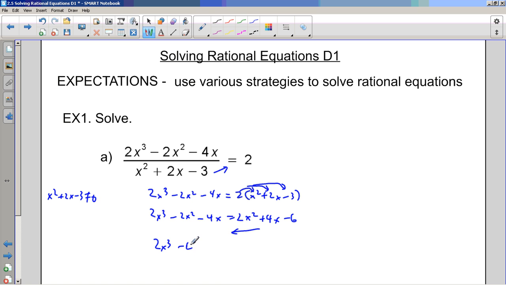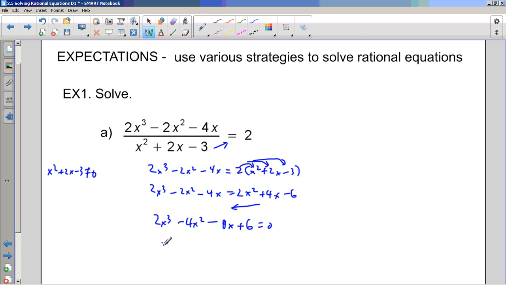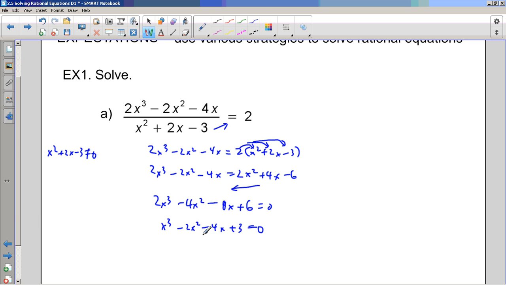Subtract 2x, subtract 4x, add 6, and I get that expression. Notice I can actually make this a little bit easier by dividing by 2. Oh no, I've forgotten how to do this. No, you haven't forgotten how to do that. Remember, this is a cubic. I can't factor it by grouping.